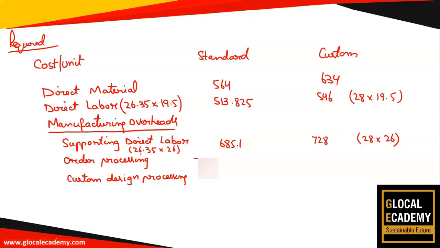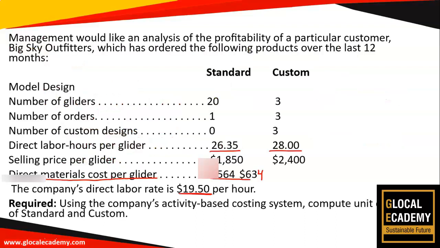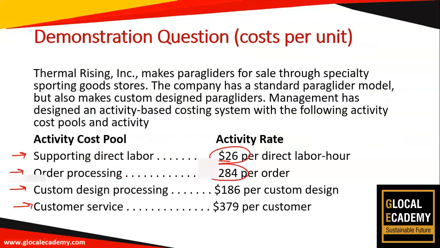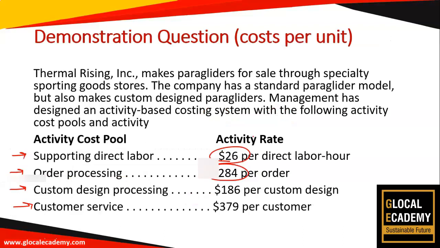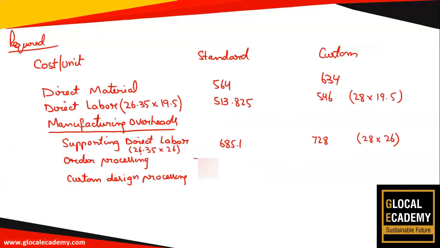What we're doing is we're multiplying the activity rate with the consumption of that activity. So by multiplying the rate with the consumption of activity, we're calculating the amount to be charged per unit of the product. The same we repeat for order processing. Now for order processing, the rate is 284 per order. Now the consumption of activity is that for standard there are only 1 order, and for custom there are 3 orders. So we need to multiply 284 with 1 and 3 respectively. So 284 multiplied by 1.